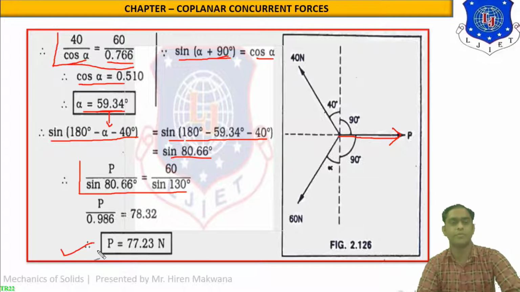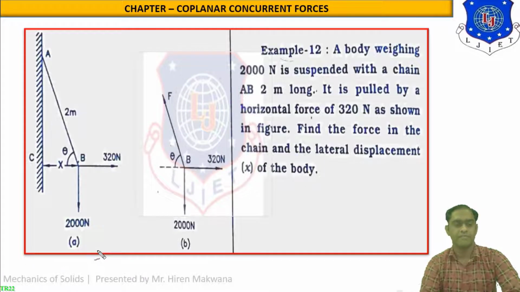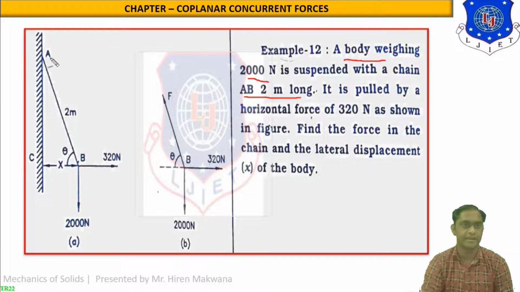Let us see another numerical, in which what is the data? Example number 12. A body weighing 2000 Newton is suspended with a chain AB 2 meter long. You can see in the figure that this is the chain AB, which is 2 meter long, correct? And from point B, a body of weight 2000 Newton is suspended. This is the distance x, and the angle with horizontal is theta.